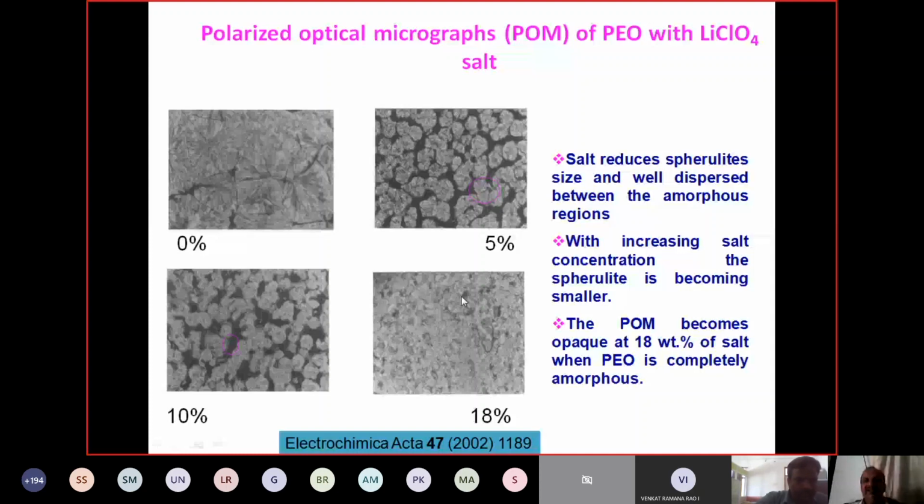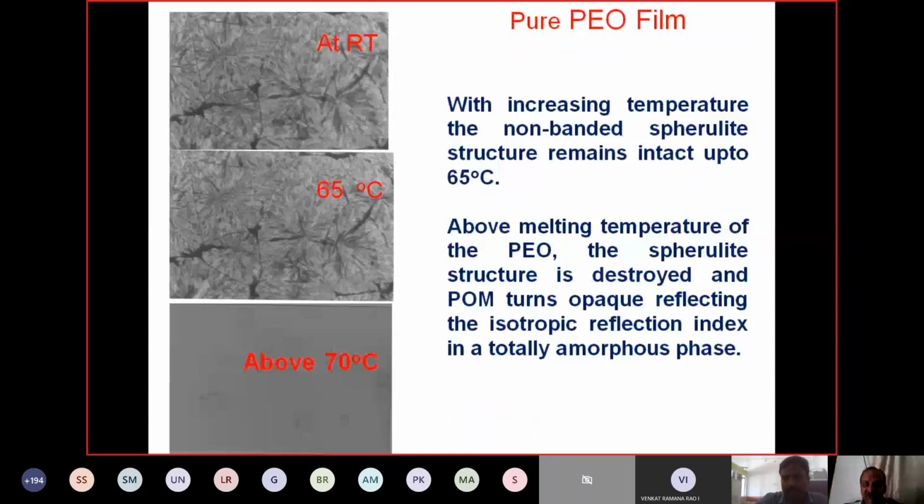Okay, so this is also pure PEO film. Here we studied temperature. You see here, this is at room temperature. Simply we increase the temperature, then what happens? You see, at the higher temperature we will not see any spherulitic structure. So that means the total spherulitic structure is disturbed when we increase the temperature. That means we change the temperature for the polymer also, and the structure changes. At higher temperature, the total crystalline structure is disturbed.